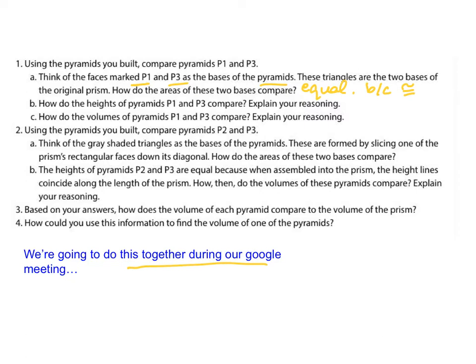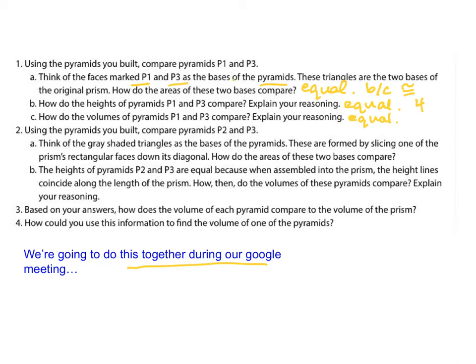Next question. How do the heights of the pyramids P1 and P3 compare? They are also equal. The heights of those two are equal because they are the height of the prism shown in the graph. If you look, they are both 4 units. How do the volumes of pyramids 1 and 3 compare? They are also equal.